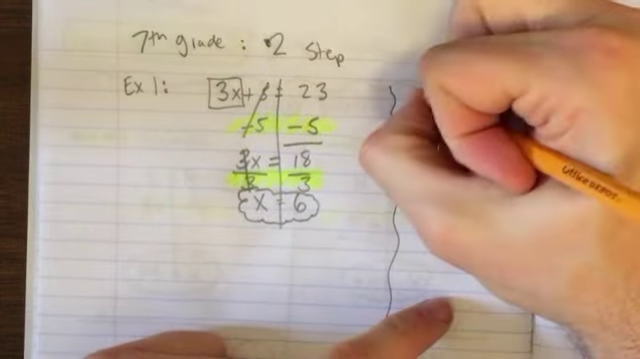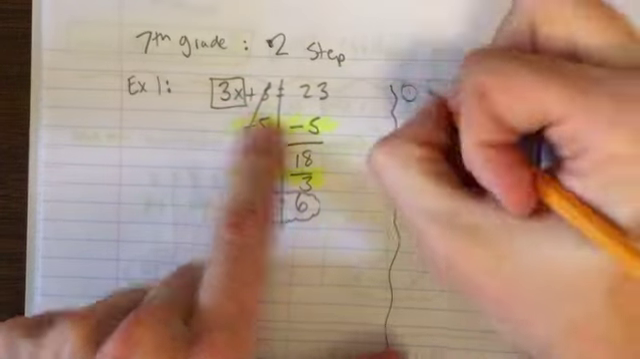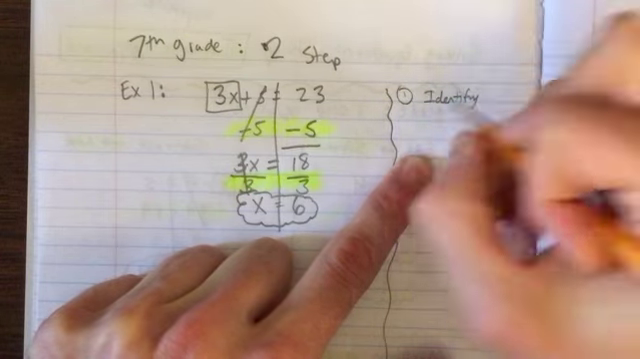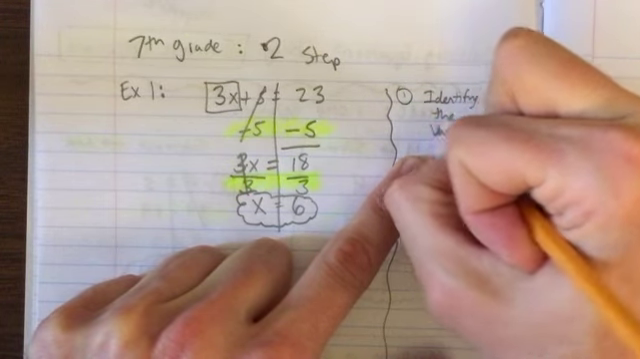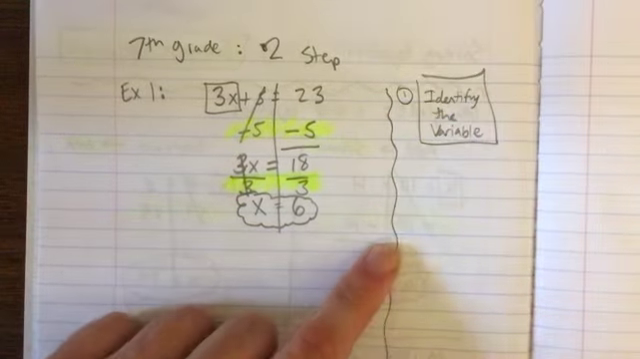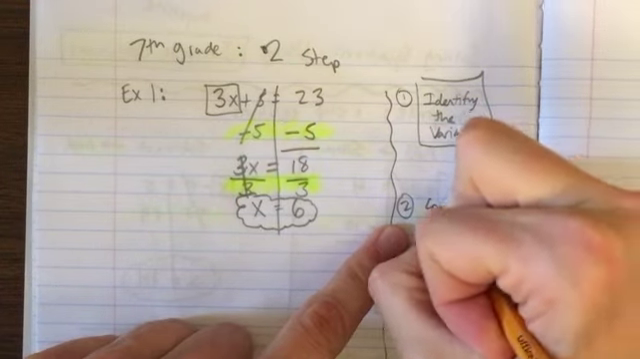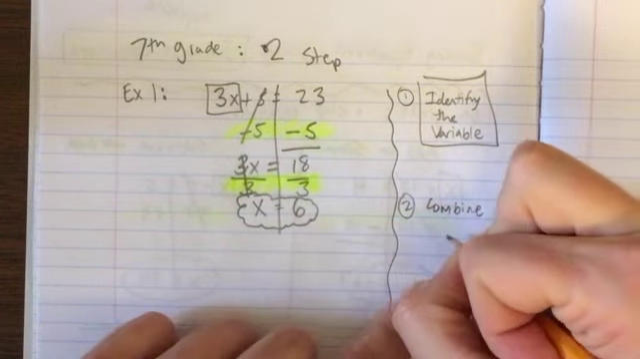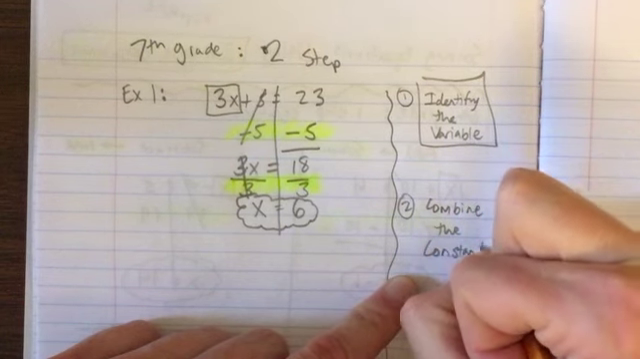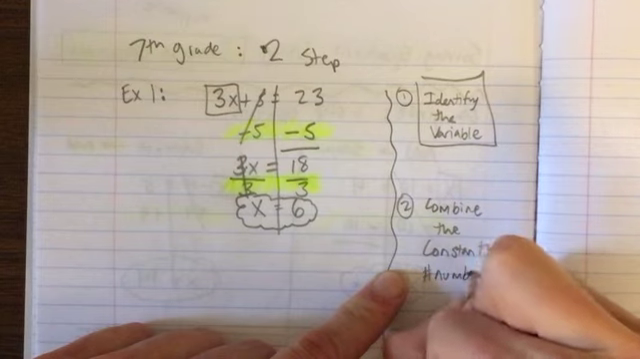So just here, let's just think about what we did here. So in 7th grade, step 1 is to identify the variable. So basically, I just do that by boxing. Step 2 is to combine. I'm going to use a fancy math word. So combine the constants, that just means hashtag numbers.